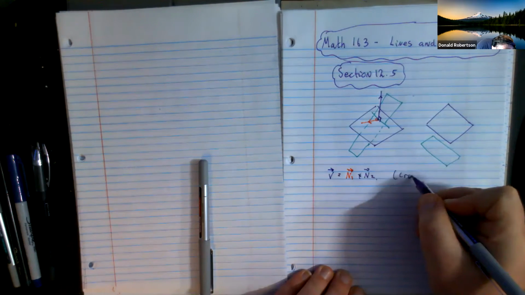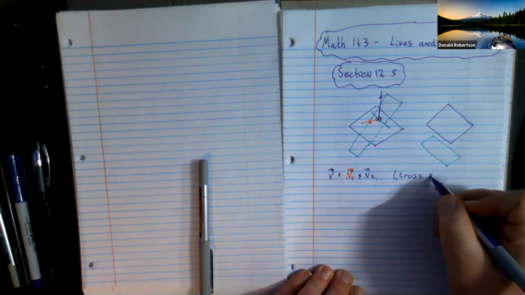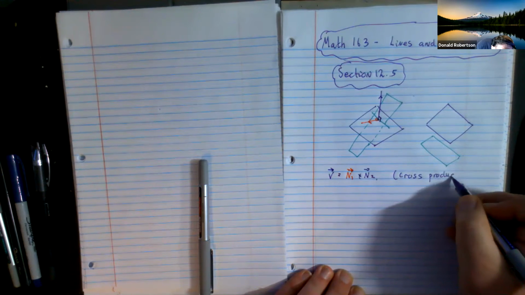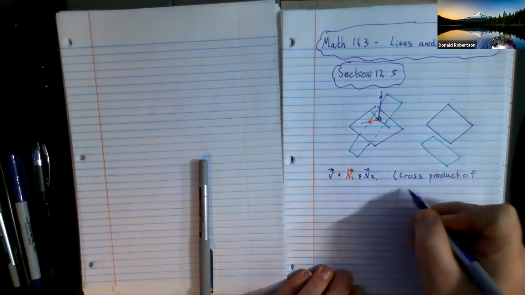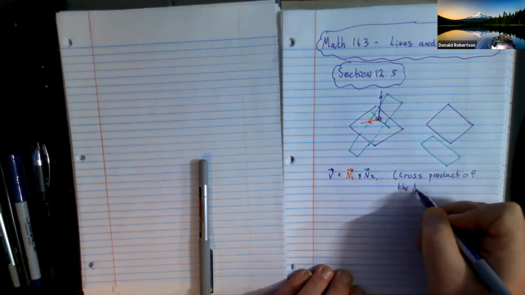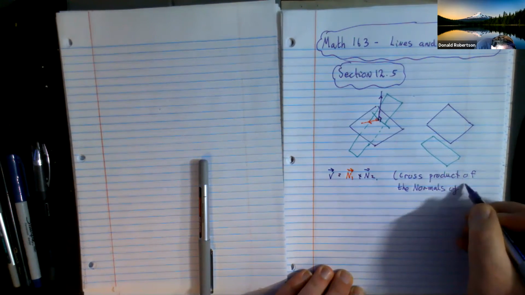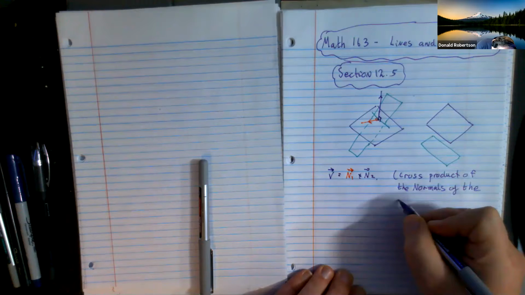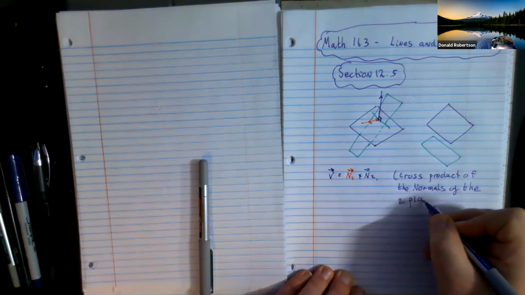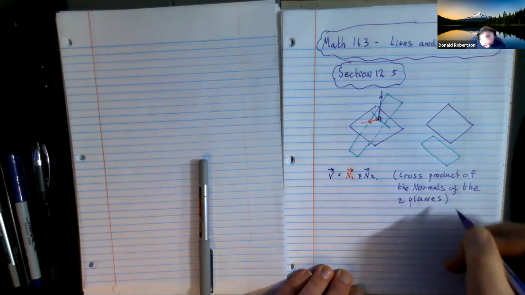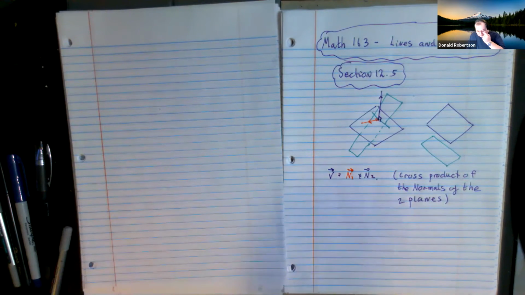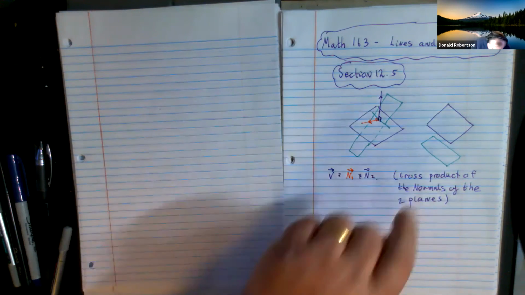So you find the cross product of the normals of the 2 planes. So if I wanted to find the direction of that line, right, the direction vector of that line, I'd find the cross product.